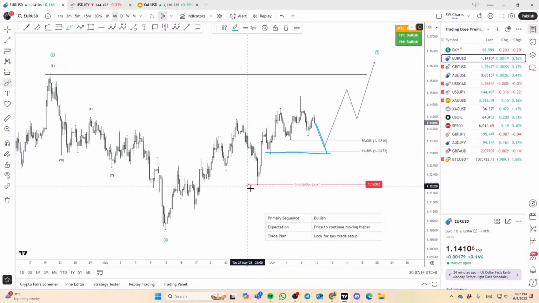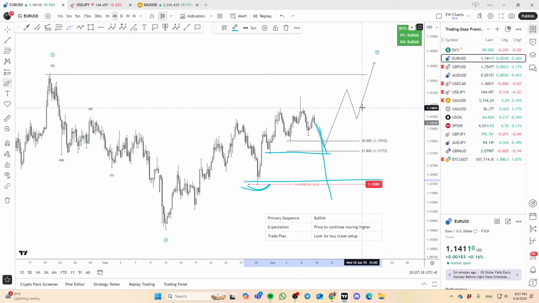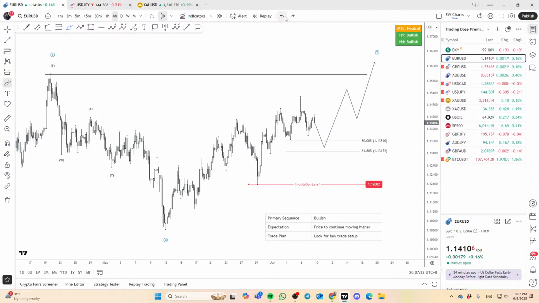So invalidation is here. The thing is, if price really breaks through this low, then the entire structure needs to be updated accordingly, right? So what you want to look out for, of course, is again going down to the lower time frame. If the market comes into the key area, we get some kind of buy setups here. That will be ideal. Okay, so it might happen within this week.